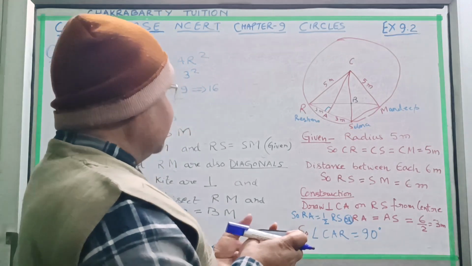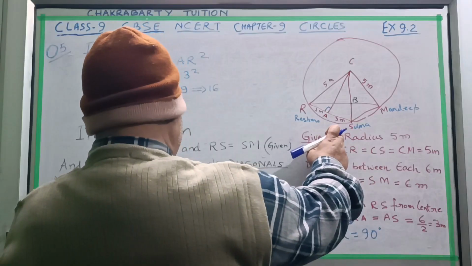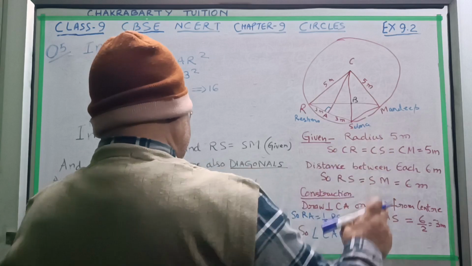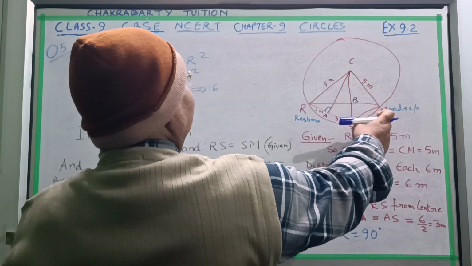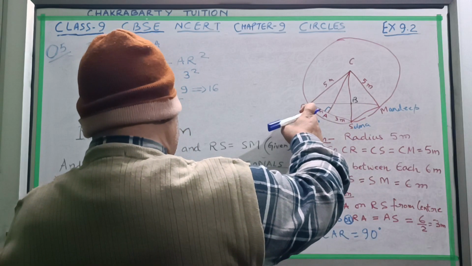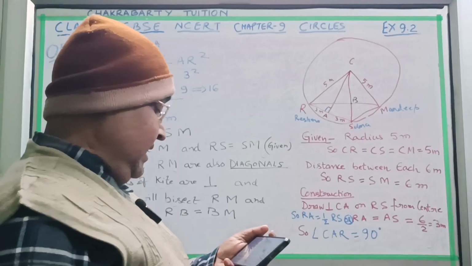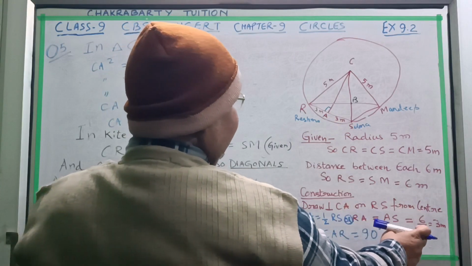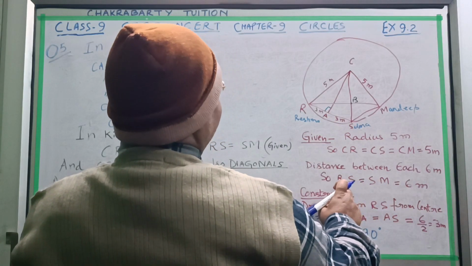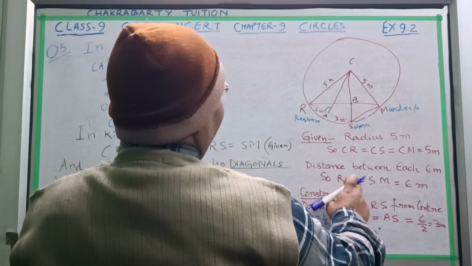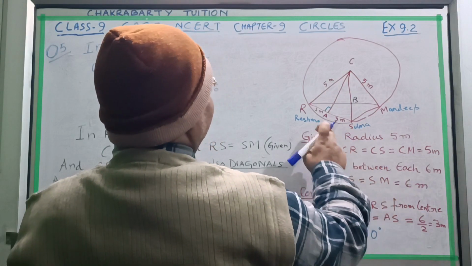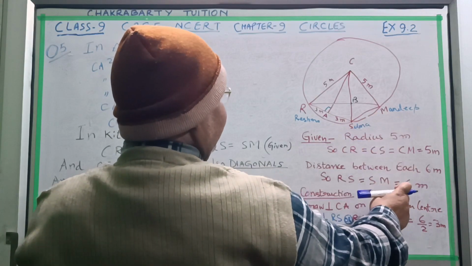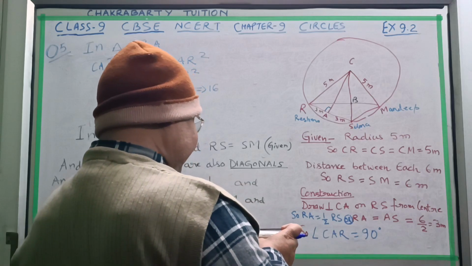Reshma throws a ball to Salma, Salma throws a ball to Mandeep, and Mandeep again throws it to Reshma. If the distance between Reshma and Salma is 6 meters, so RS is 6 meters, and S to M is also 6 meters, because they are sitting at an equal distance.